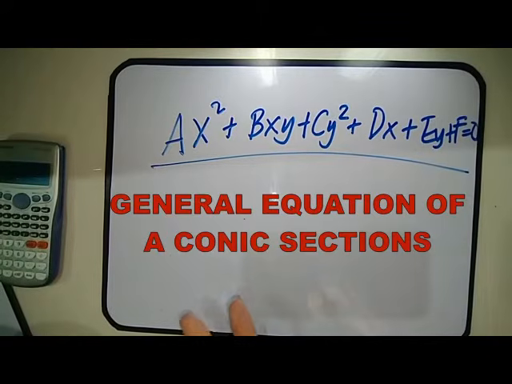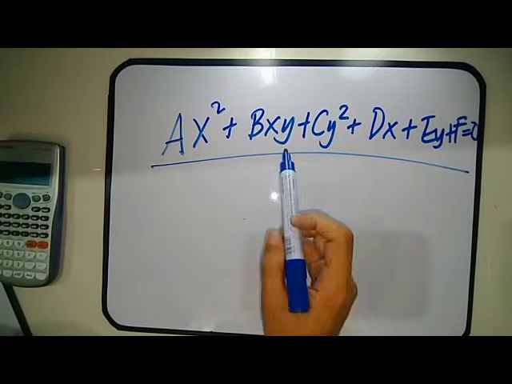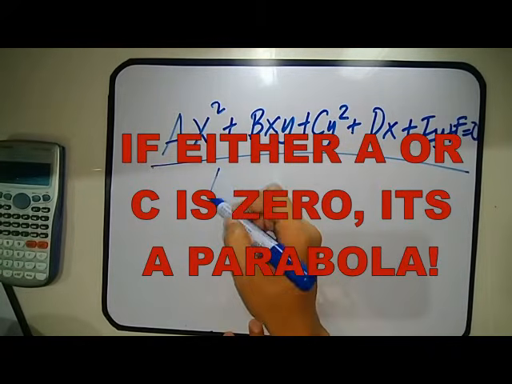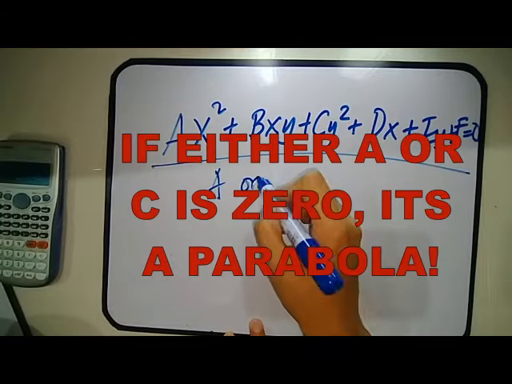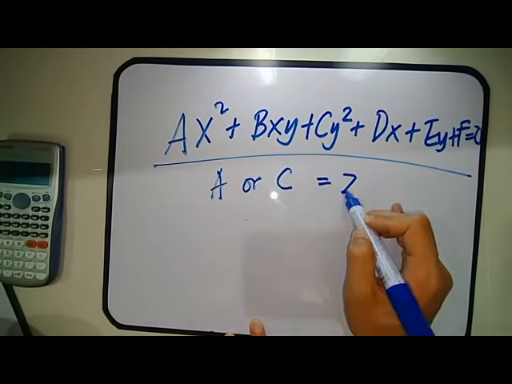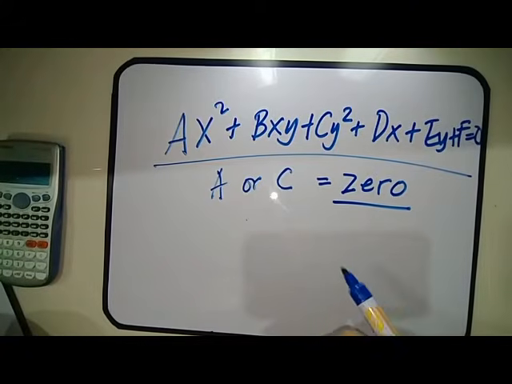So, paano ba natin malalaman kung siya ay parabola? Yung parabola guys, nakadepende yan sa mga constants natin dito. You have a, b, c, d, e, and f. So, it's a parabola if either a or c is 0. Now, balik tayo dun kanina, sinabi natin na ang conic section is defined by its eccentricity. Yung eccentricity naman is defined by its focus and directrix.